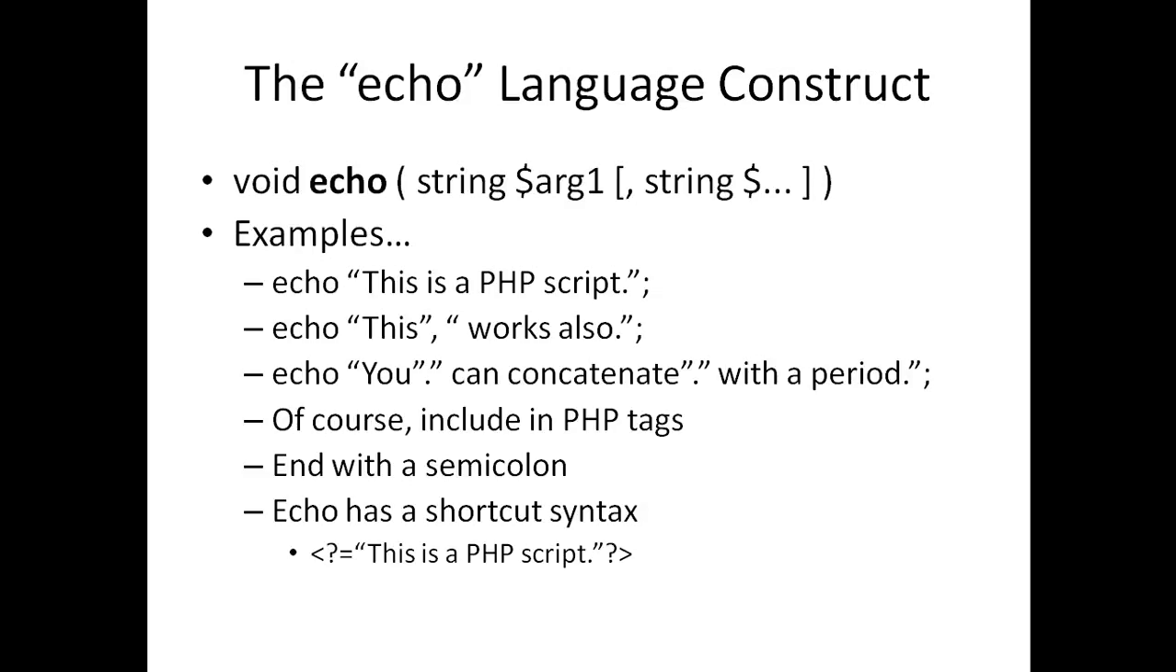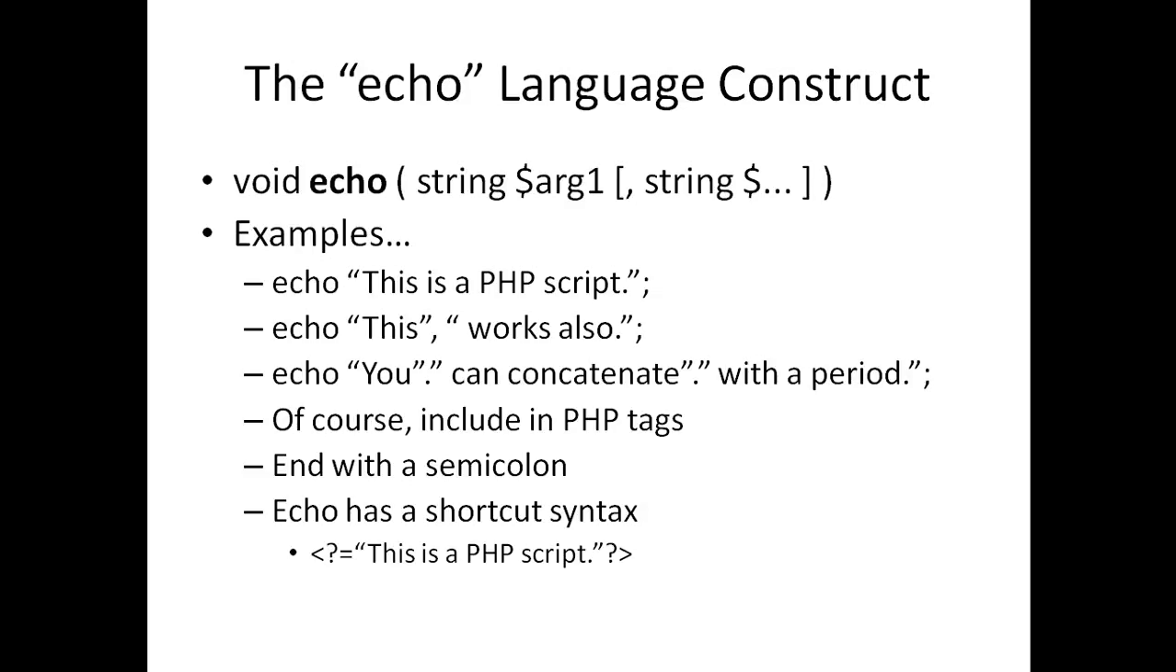As we'll look at in the demos, you can pass it one string: echo, this is a PHP script. You can also do the second example, echo this, comma, which works also, just passing it another string. The third one, echo, you can concatenate with a period. So you have the string, you close it, and you concatenate with a period. This becomes helpful when you're dealing with variables, so you can put variables in that way as well. Of course, also make sure you include the PHP tags and end your echo statements with a semicolon.